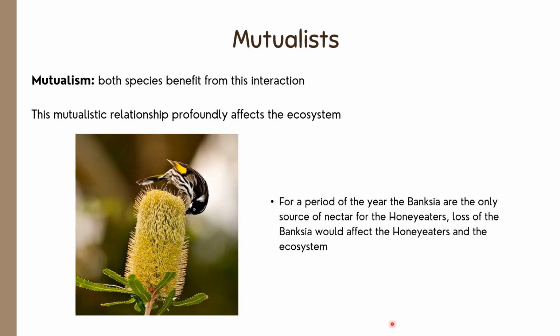Here is an example. So for a period of the year, we have these banksia plants that flower, and they are a source of food for this honey eater. If these banksia flowers were lost, it would also affect the honey eater and the rest of the ecosystem. So through this interaction, they are benefiting from each other, but they're also affecting the whole ecosystem because there are other animals that rely on the honey eater and this banksia plant.